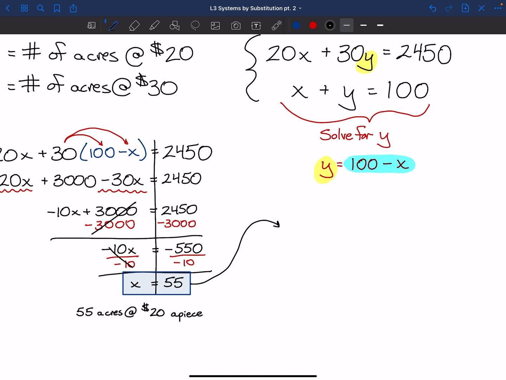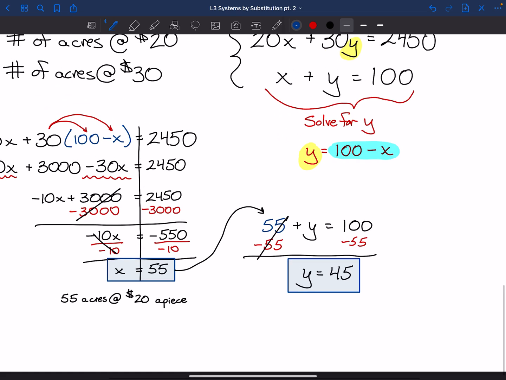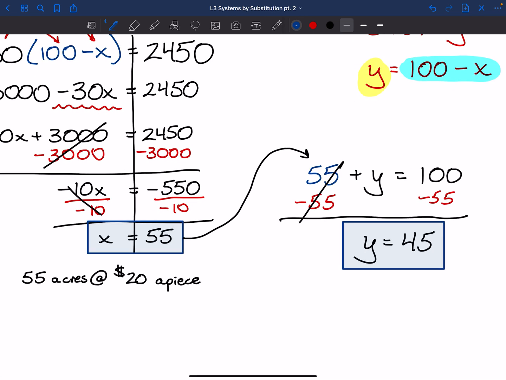So if we have x plus y equals 100, we know that the x is 55 plus y equals 100. What I need to do is move that 55 away from the y's. We're going to get that y is equal to 45. And that's it. That's the other half of our answer. Honestly, you probably could have figured it out without working it out mathematically. If I had 100 acres, the other piece is 45 of them. So we had 45 acres at $30 a piece.